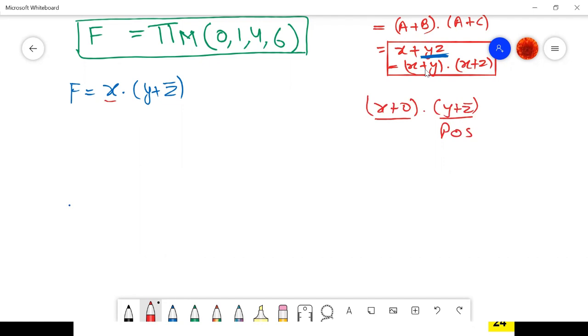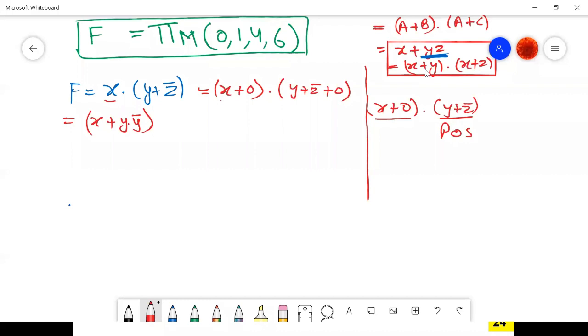So how can we do this one? With this x, girls, if we write x plus 0, I believe there should be no problem. And here is what's missing, girls. With y plus z complement, we can write 0 also here. So in place of 0, as I explained earlier, for the 0 here we can write y dot y complement.